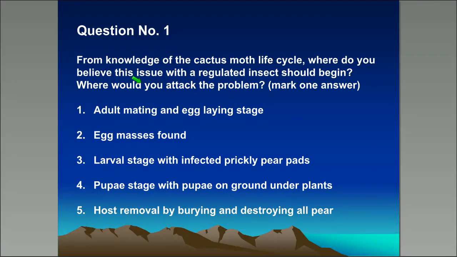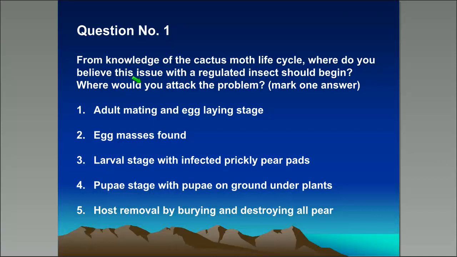So with that, from the knowledge that you have just heard, and from the life cycle of the Cactoblastis cactorum, where do you believe this issue of a regulated insect should begin? And Pete, let's ask the question. So if each one of you will mark one of those: the adult mating and egg laying, or the egg masses found, or the larval stage with infected prickly pear pads, or the pupae stage, or look at the last one, the host removal by burying and destroying all prickly pear.